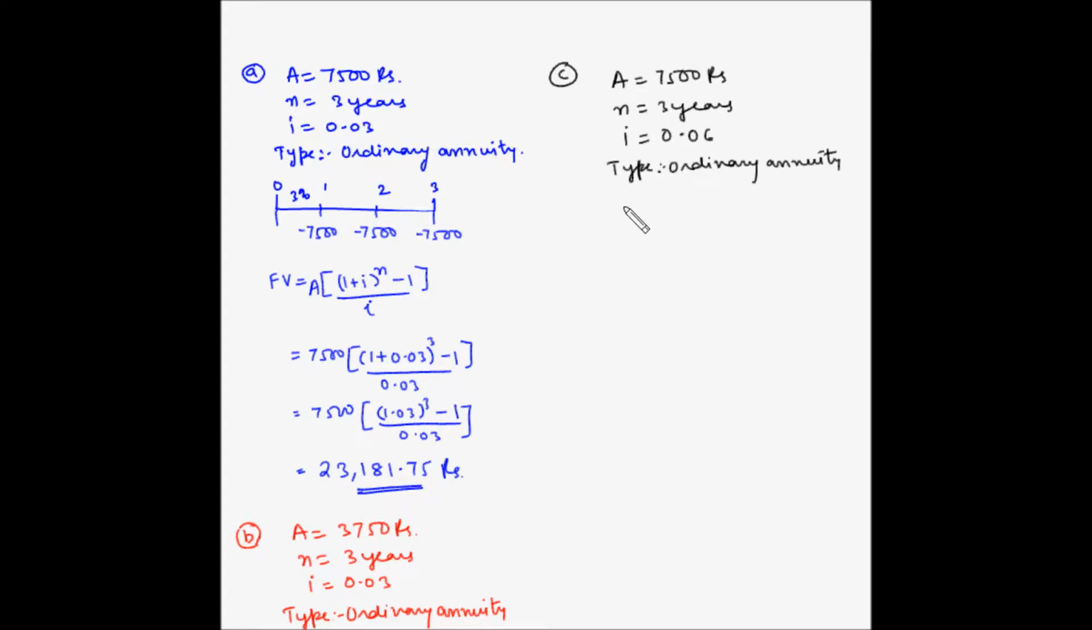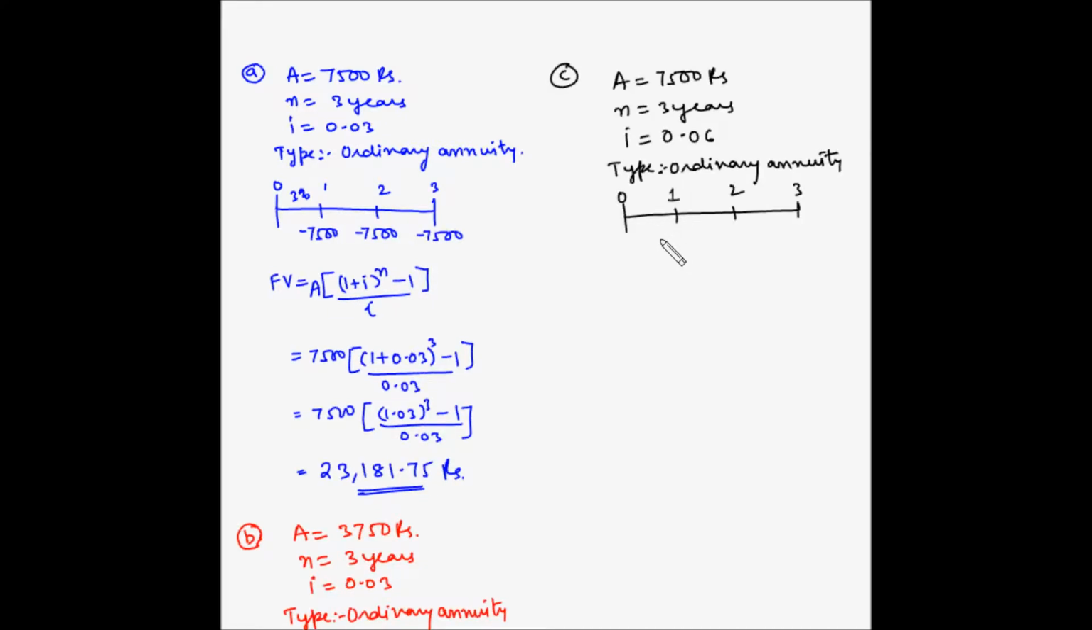So let's draw this scenario on the time scale. So again, same 3-year period, 1, 2, 3. The outflow is at the end of each year, which is 7,500 rupees, and the rate of interest is 6% per year. So now again, using the same formula for future value, we get A, which is 7,500, into bracket 1 plus I, which is 0.06, to the power N, which is 3, minus 1 divided by I, which is 0.06.